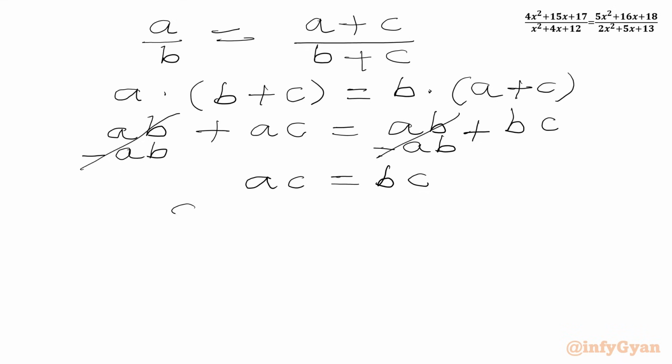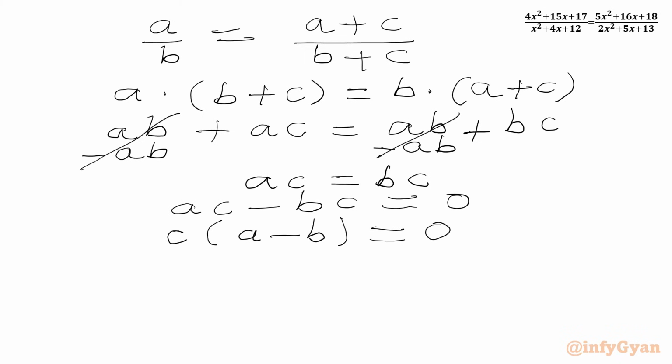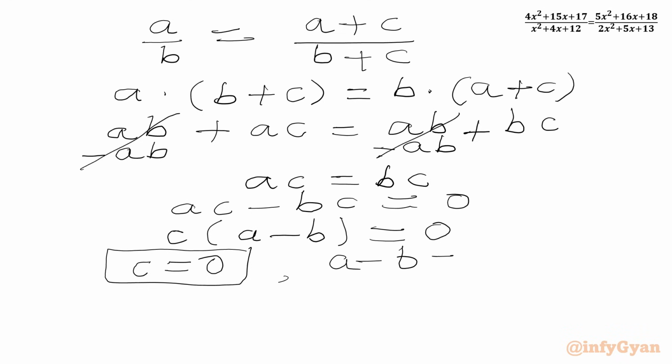Now we will take all the terms to LHS. AC − BC = 0. Now we can take C common out. So in the bracket we will write A − B = 0. Now C was x² + x + 1. So we will write here, using the product zero rule, either C = 0 or A − B = 0.